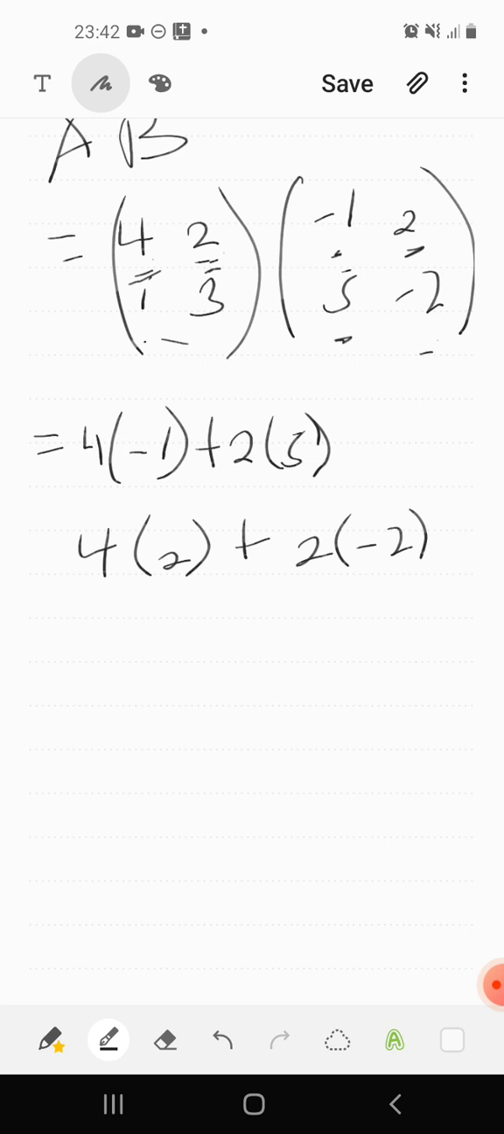So we are coming to the second row, 1, 3. We are going to use 1, 3 to multiply the first column, and use 1, 3 to multiply the second column.